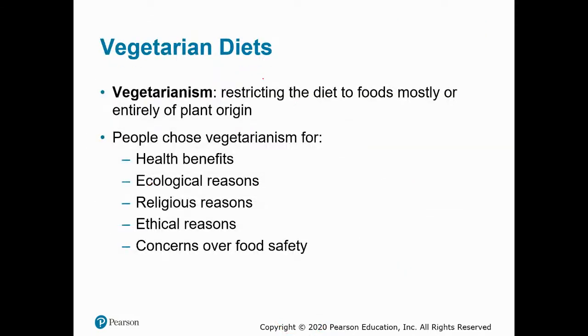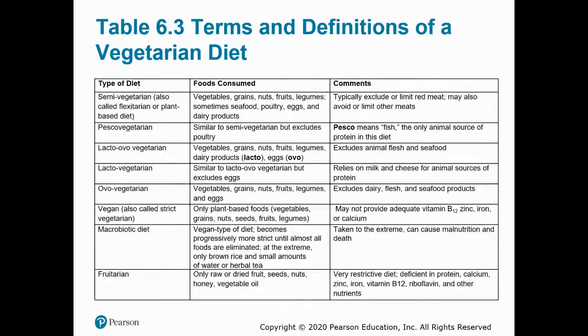Okay, so a little bit on vegetarian and plant-based diets. In vegetarian, you just eat mostly vegetables. There are all these different names for different types of vegetarian diets, like semi-vegetarian or flexitarian, where they eat primarily vegetables, but may also consume seafood, poultry, eggs, or dairy. Lacto-ovo is probably the most common one. So people eat vegetables, grains, all plant foods, plus lacto, meaning dairy products, and ovo, meaning eggs, but no fish, no meat.